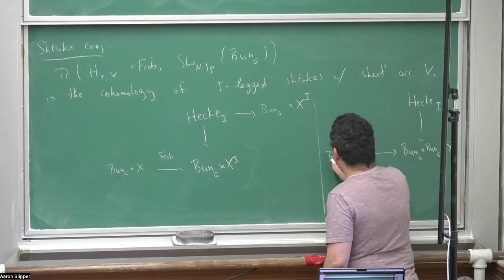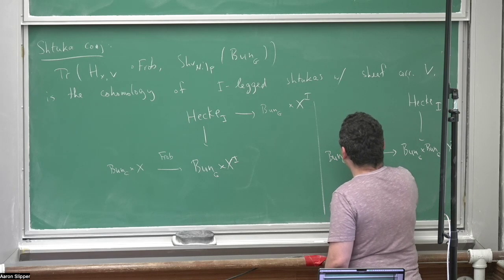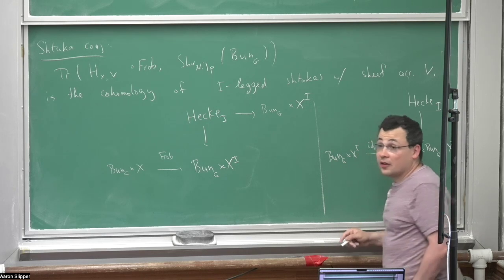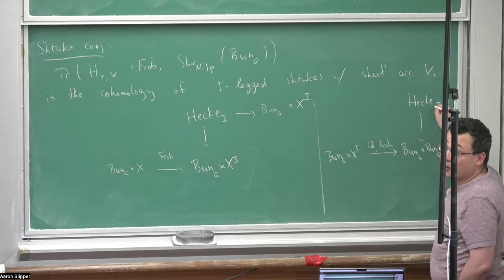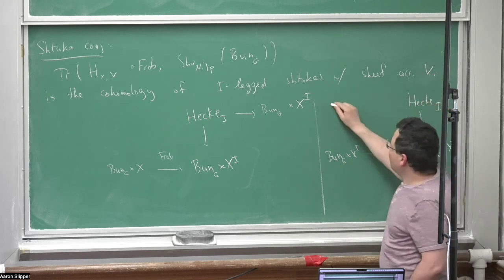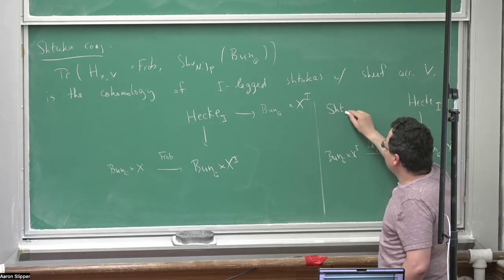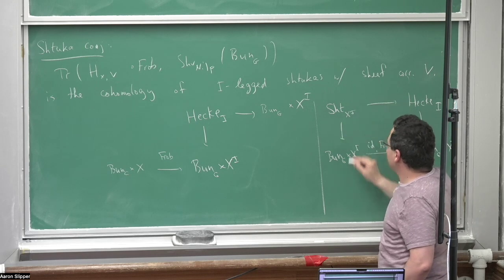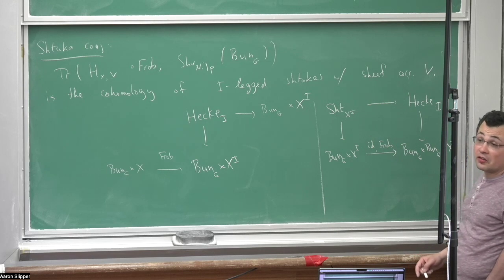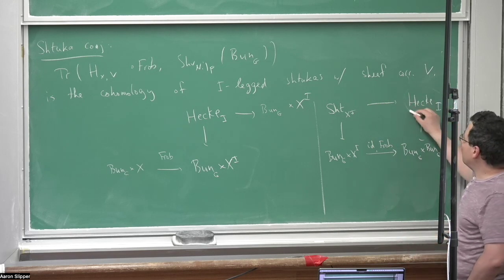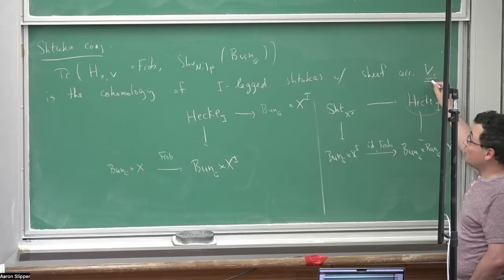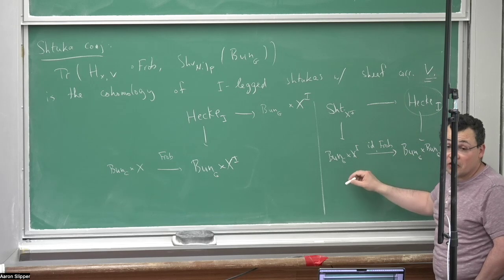And I'm supposed to pull back along Bun_G times X^I, where this is identity comma Frob. And I'm supposed to take the kernel here. The kernel is given by the Satake thing. And so notice that this pullback is, by definition, the moduli space of I-legged Shtukas. So I take the corresponding sheaf here, corresponding to V by Satake, I pull it back and I take its cohomology.